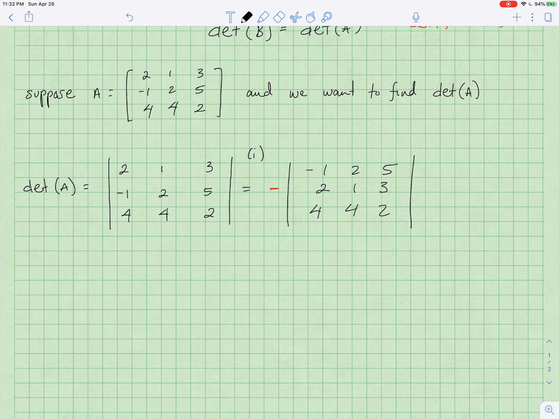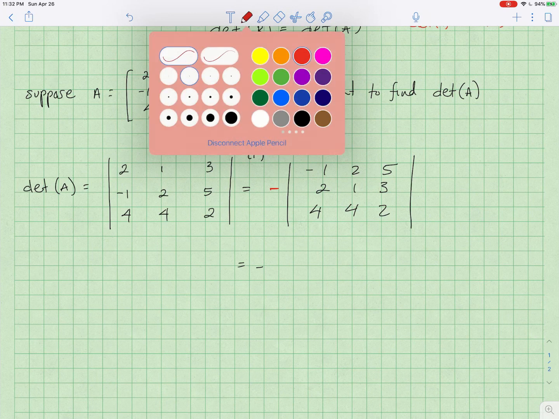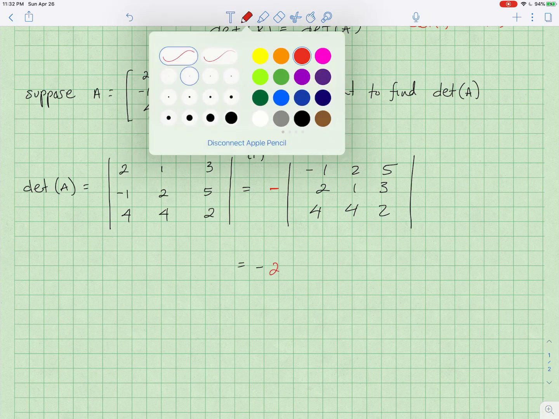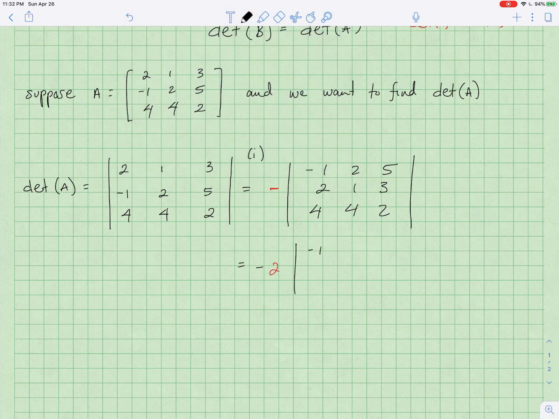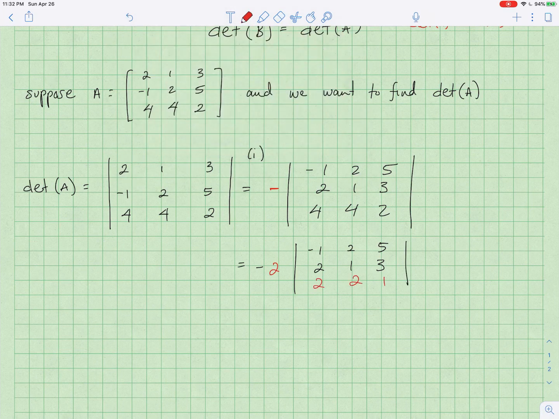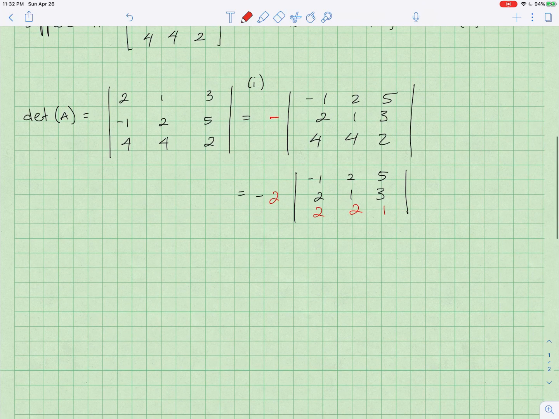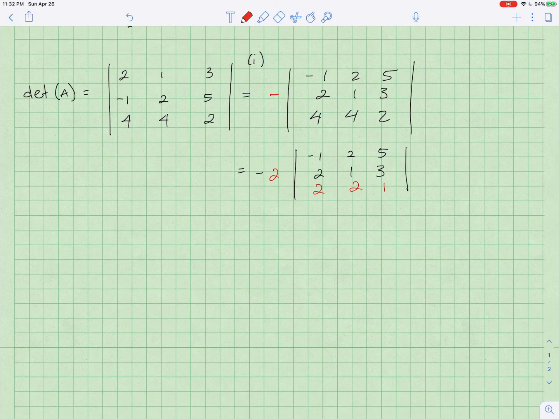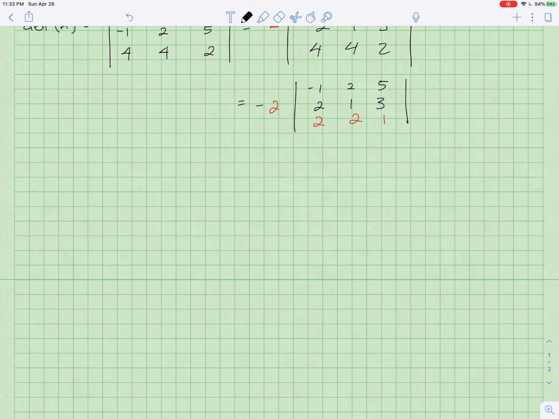Now, let's see, if I use some other properties, what else can I do? I might be able to factor out a 2 out of the bottom row. This is negative, and then 2 times the determinant. Negative 1, 2, 5, 2, 1, 3, 2, 2, 1. Maybe I should do those in red. 2, 2, 1. Okay, great. So we've adjusted by a factor of 2. We scaled the row down, but we scaled the value of the determinant right back up. So balance, yeah?